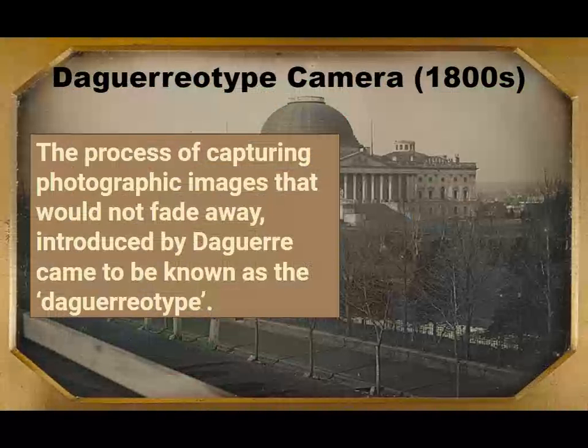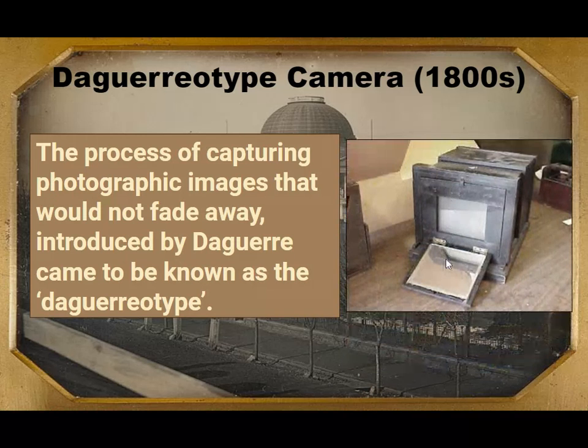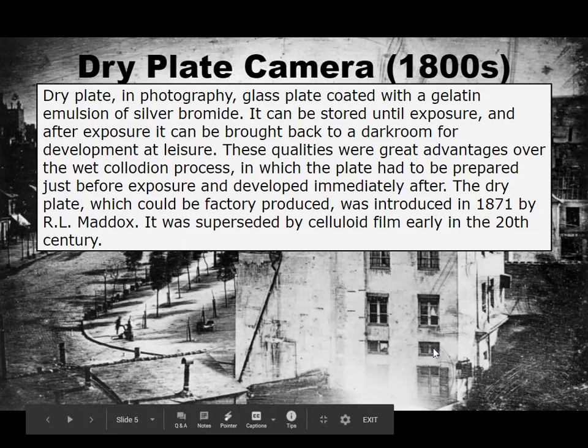Daguerreotype camera from the 1800s. This is the process of capturing photographic images that would not fade away. It was introduced by Daguerre, and that's why it became known as daguerreotype. It was a process that printed the pictures onto tin using chemicals to make it permanent. This is one of the daguerreotype cameras that was used during that time.